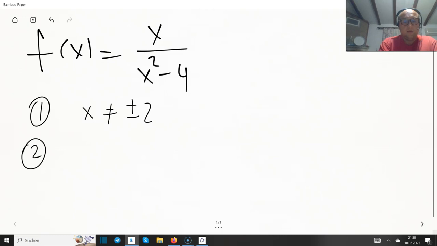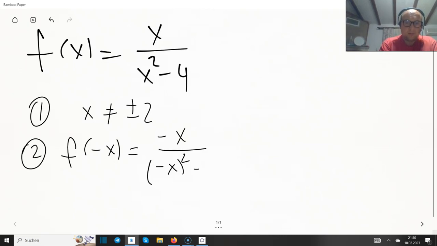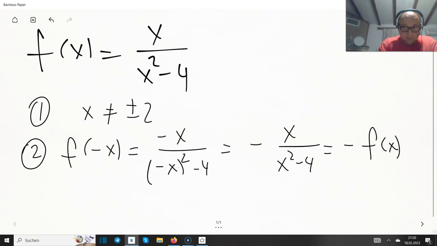Number 2, what's happening with the symmetry? Well, f of minus x is equal to minus x divided over minus x squared minus 4. This is just minus x divided over x squared minus 4. And as you can see, this is the same as minus f of x. So we are symmetric considering the origin. Great.